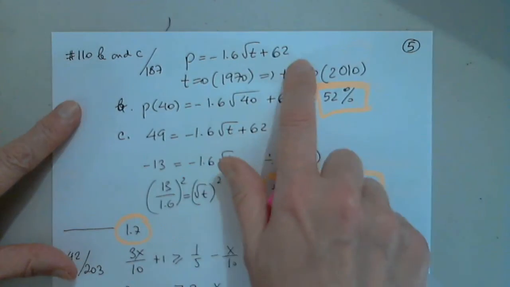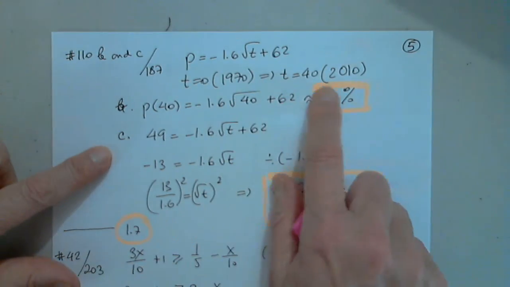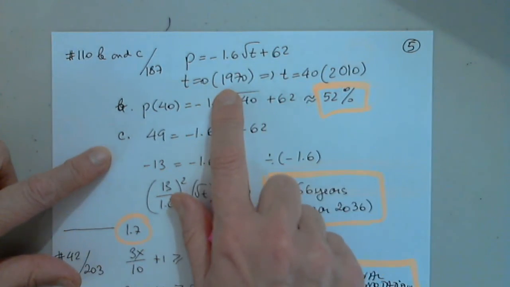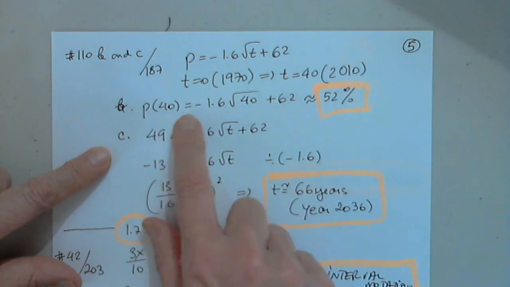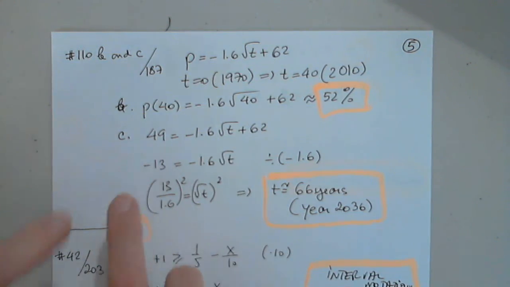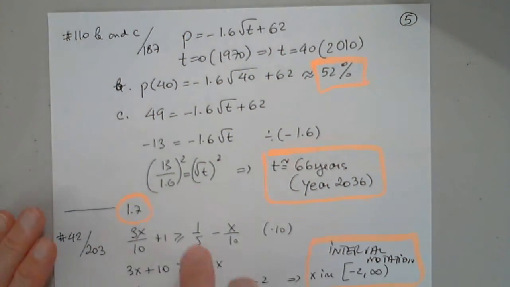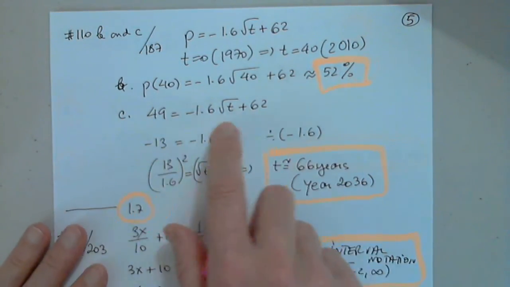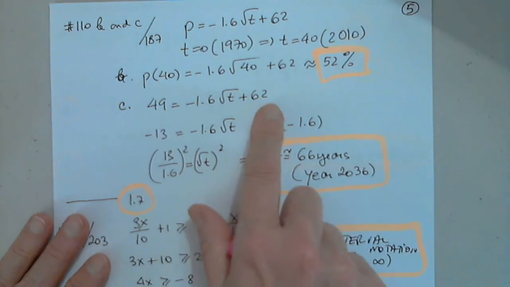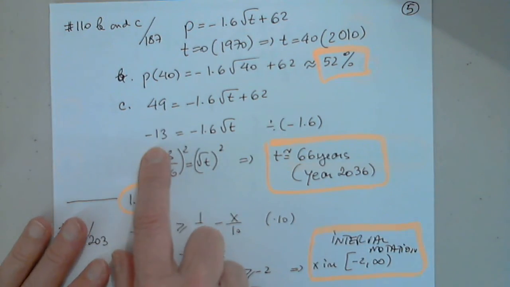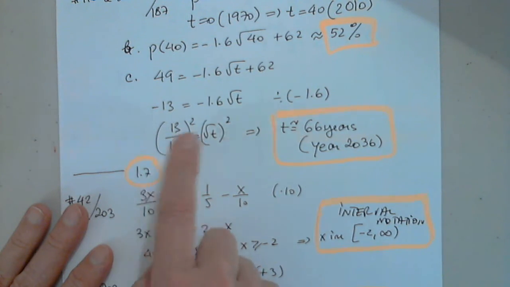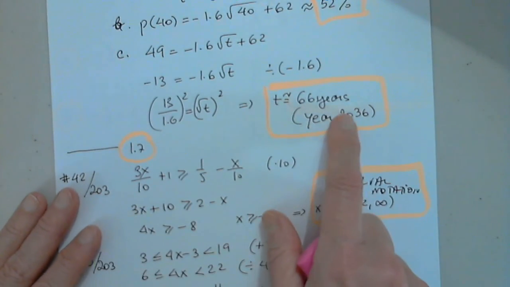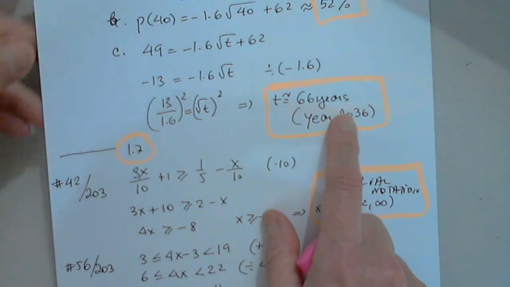here we're given a function. We're asked to plug in basically t equals 40 because t equals 0 is 1970 and 2010 is 40 years later, and I got 52%. And then we were asked when will the percentage be 49? So I replace p by 49, subtract 62. Divide both sides by negative 1.6, get this, square both sides, and I get approximately 66 years.